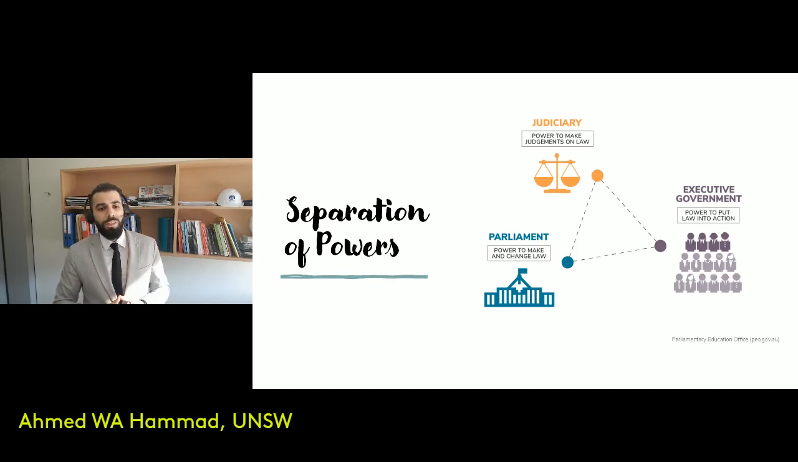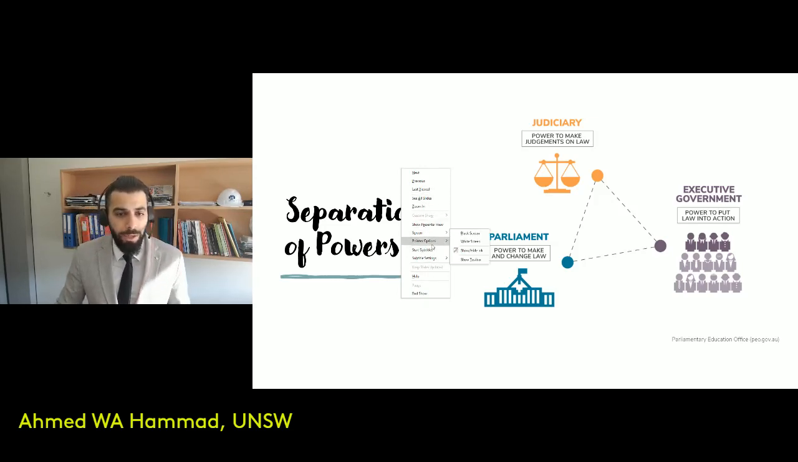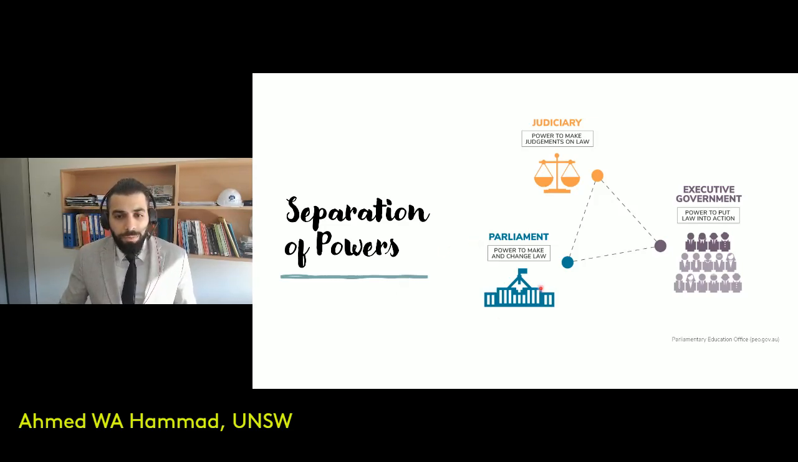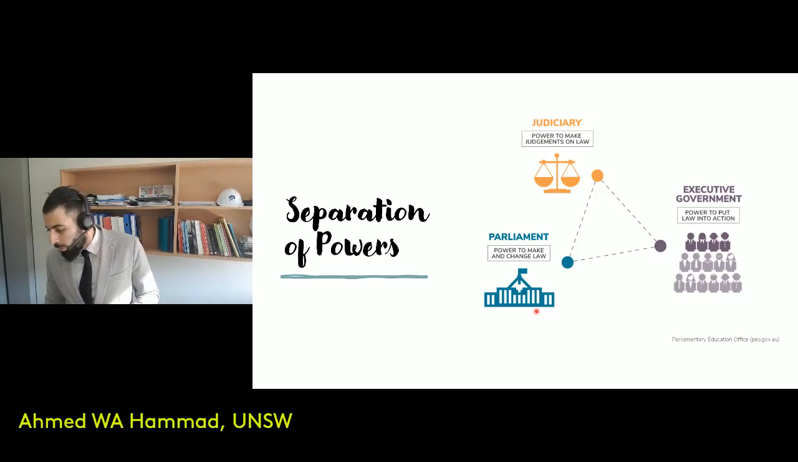So moving on to the separation of powers. Basically, how Australia as a nation runs is based on the three separate powers that you see in front of you. Now, I'll start off by talking about Parliament. So Parliament basically has the power to make and change the law. It's also referred to as the legislator. It is made of two houses, so the House of Representatives and the Senate.